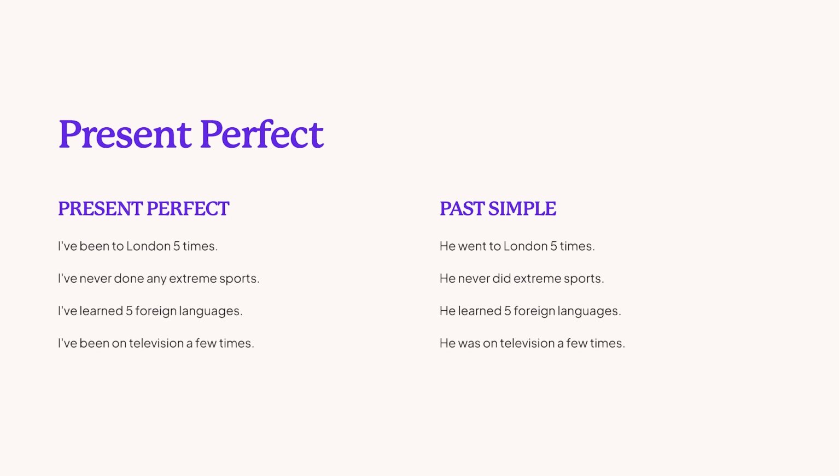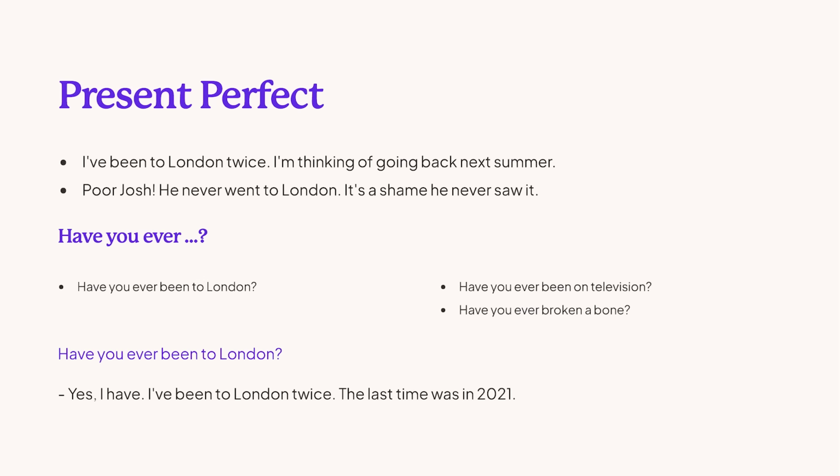However, people who are still alive have a chance to do the same things again. Compare these two sentences. I've been to London twice. I'm thinking of going back next summer. Poor Josh, he never went to London. It's a shame he never saw it. In the first sentence, the person is alive. In the second, he is either dead or for some reason won't get a chance to go to London.